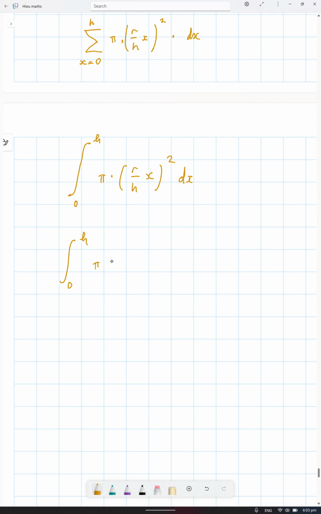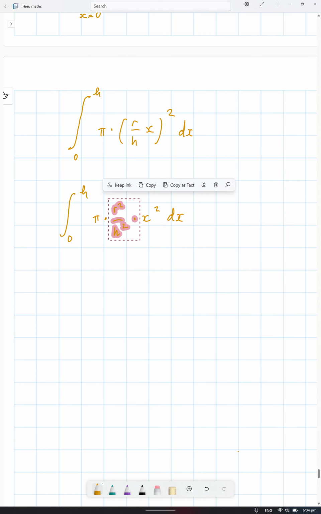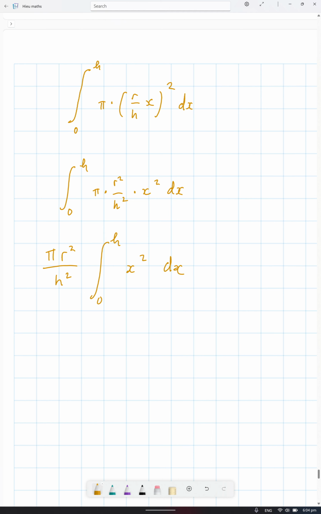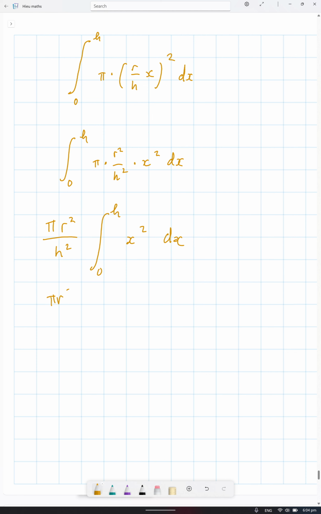So we have pi here. Let's split this up. So we have pi times r squared over h squared multiplied by x squared dx. And because these are constants, I'm going to be taking them out. So I take them out here: pi r squared over h squared, outside of the summation, and then x squared remains inside.